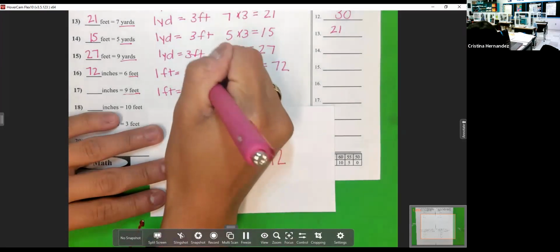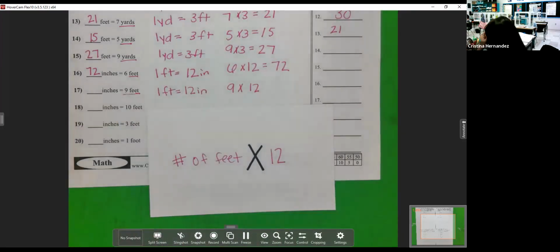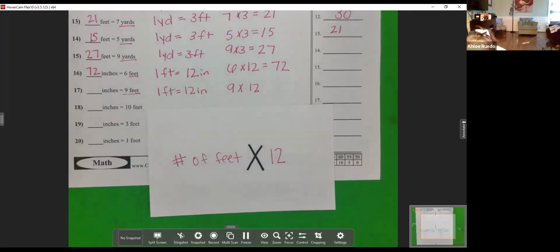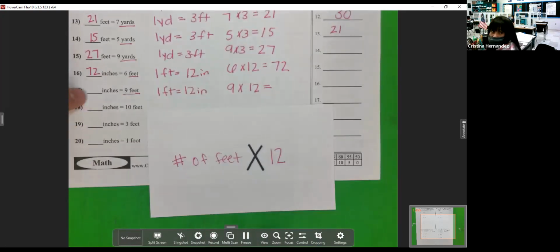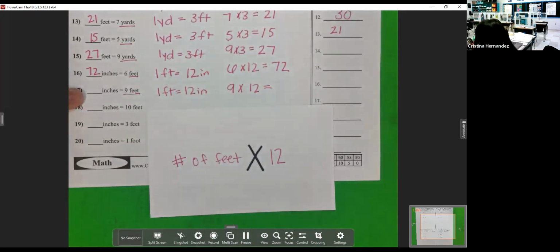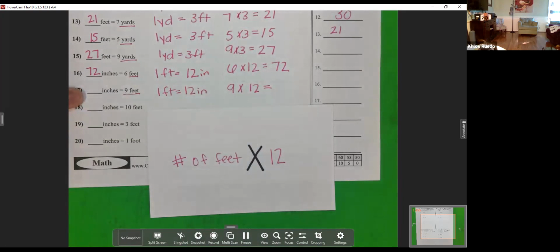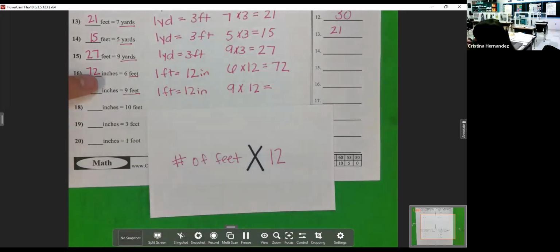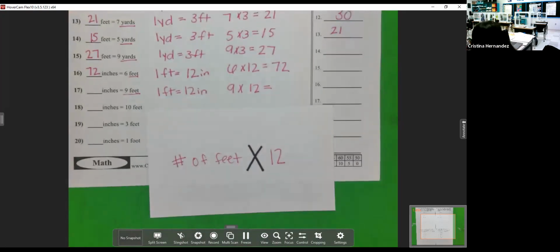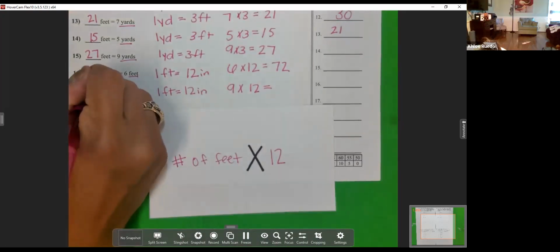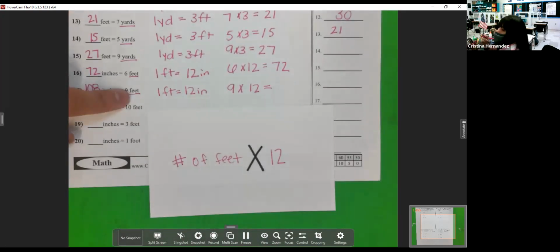Jacob, pick it up. 108. So how many inches are in 9 feet? You just said it, Chloe. We just did it. 9 times 12 is what? 108. So there's 108 inches in 9 feet.